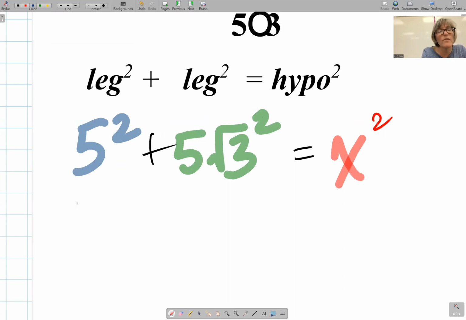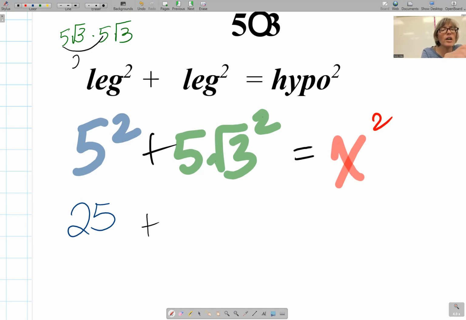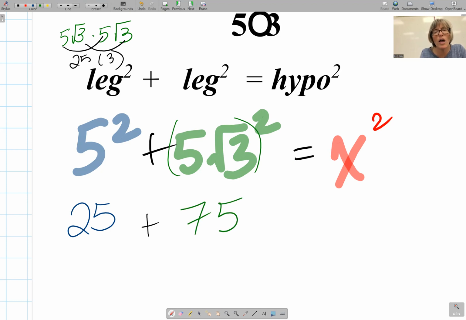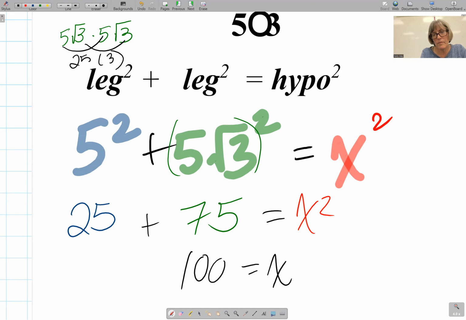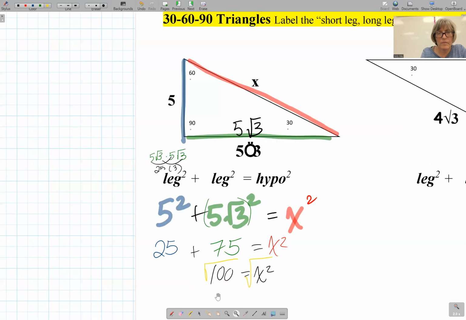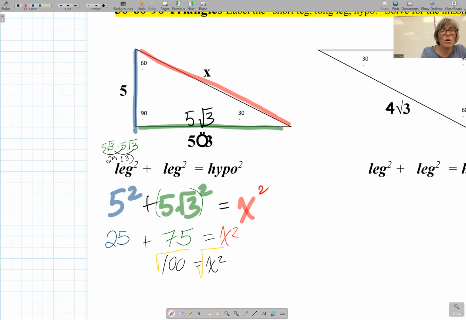This is 5 times 5. In the margin, 5 root 3 times 5 root 3. 5 times 5 is 25. Root 3 times root 3 is 3. So 5 root 3 squared is 75, equals x squared. Square root of 100, of course, is 10.